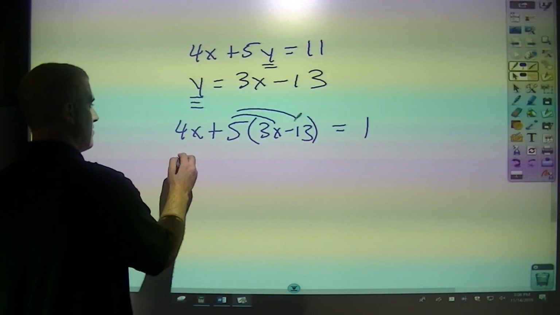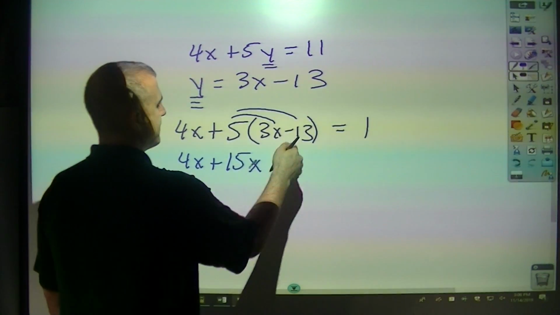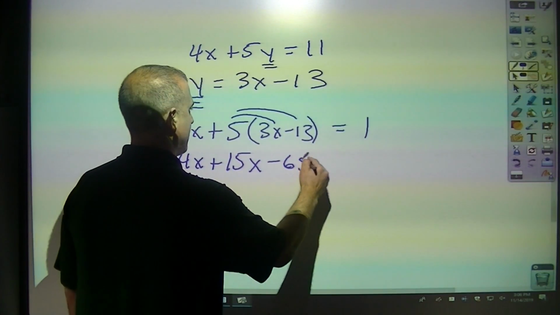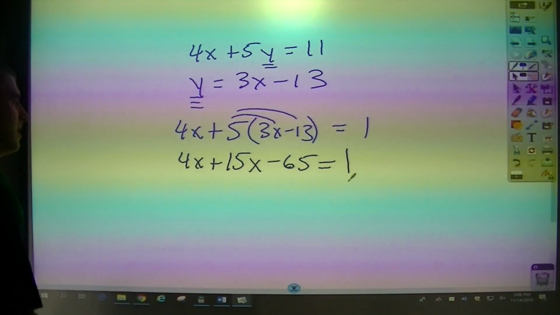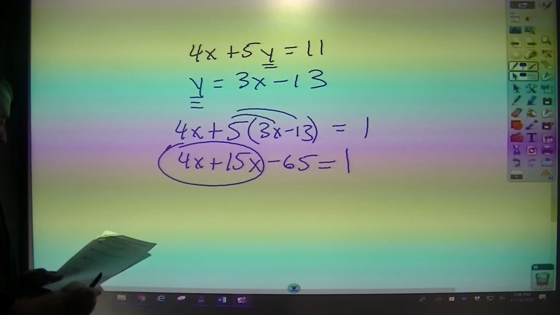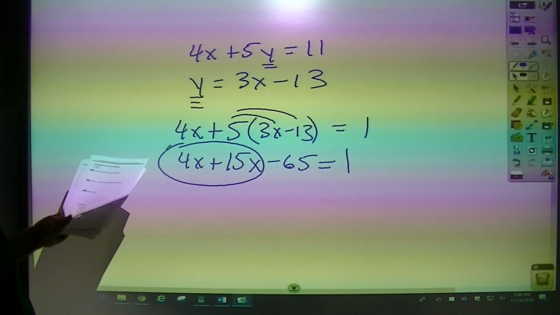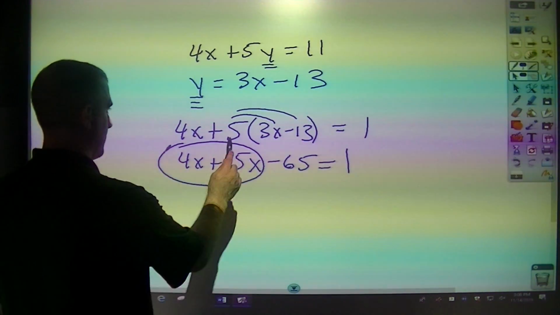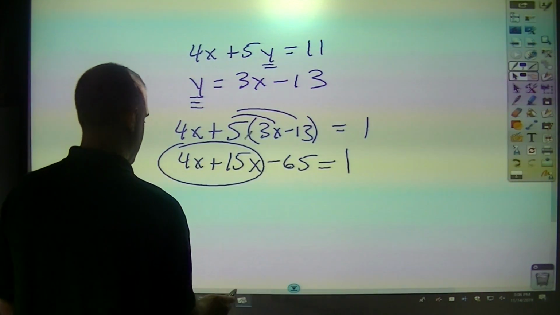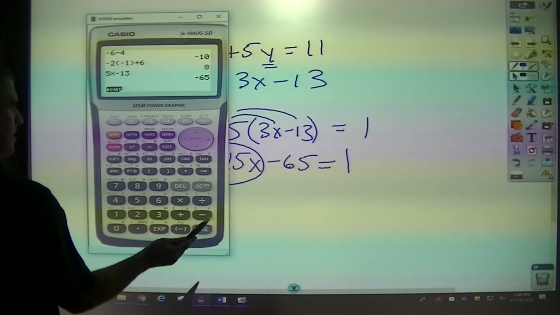So I'm going to distribute. Still have 4x. 5 times 3x is 15x. 5 times negative 13 is negative 65. Equals 11. Okay? These will combine here. Let me make sure that's right. I think that's right. Yeah. 5 times 13, 5 times that, negative 65. Let's double check that math. I think that's right. Yes.